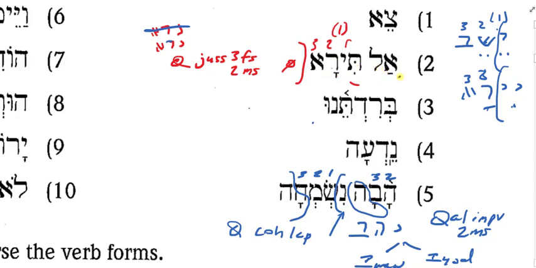If it's a 2MS, it could be may you not be afraid. Or remember, I can use these just to do a direct prohibition. Don't be afraid, or do not fear. Okay? When I have al plus the second person jussive as a prohibition, what kind of prohibition is that? A generic or a specific prohibition?